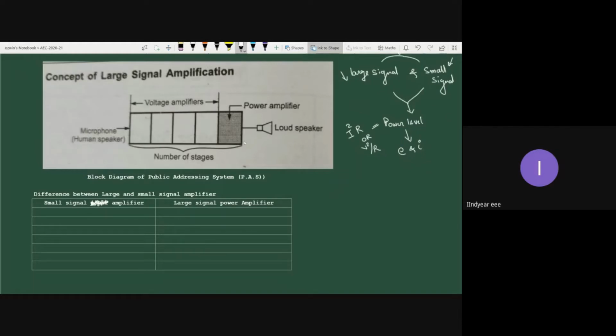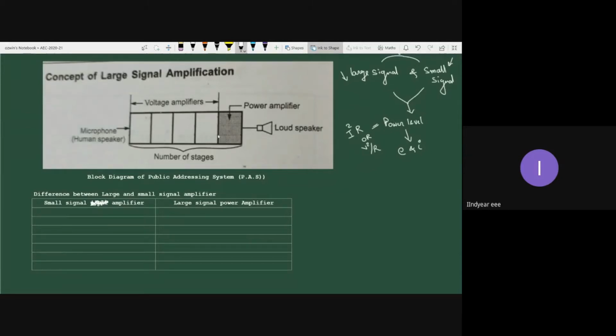So first let us try to understand why we need this large signal amplifier or power amplifier. Let me consider an example of a loudspeaker. A loudspeaker is very commonly used for campaigning purposes, or even in a musical system, where you are going to have a loudspeaker arrangement.